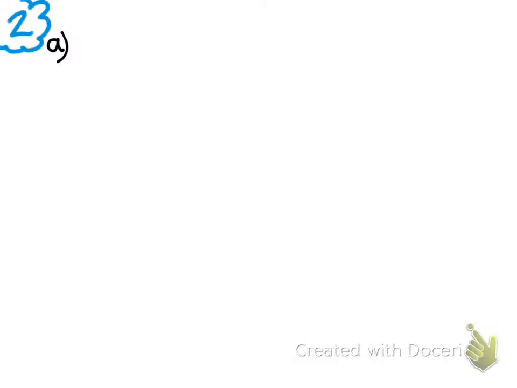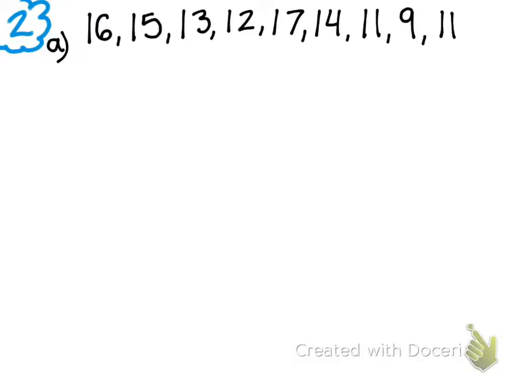Okay, problem number 2 says this. Once each day, Erica tracks the depth of the water in her local creek. Her first 9 measurements in inches are below. So these are the first 9 measurements. We have 16, 15, 13, 12, 17, 14, 11, 9, and 11.